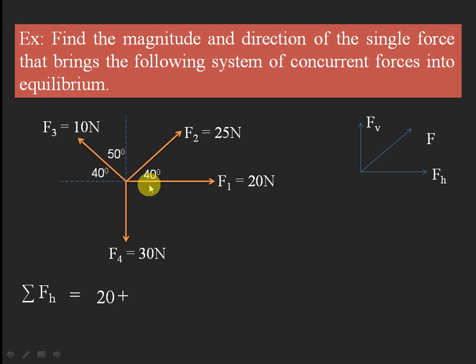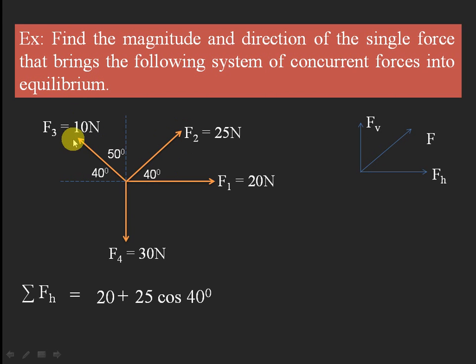Whenever the angle is measured with respect to the x-axis, the horizontal component will be with cos theta and the vertical component will be with sin theta. For F2, the angle of inclination is given with respect to the x-axis only. So in this case we need to consider F2 cos theta only. F2 means 25, so 25 cos 40 degrees. That is the horizontal component of F2.